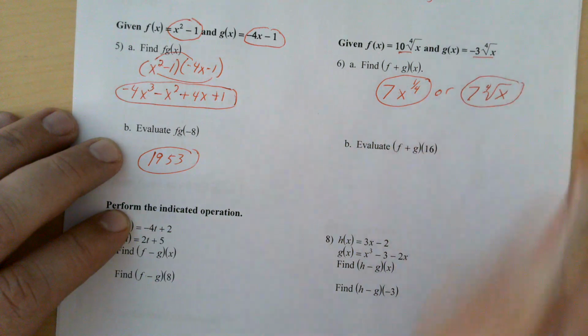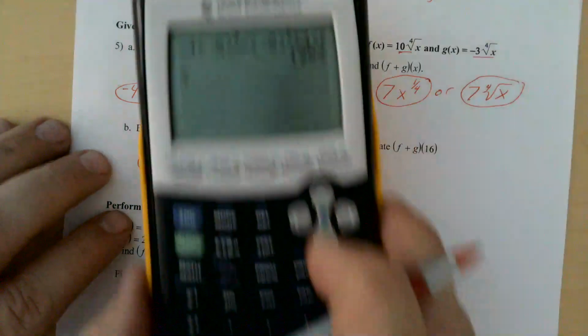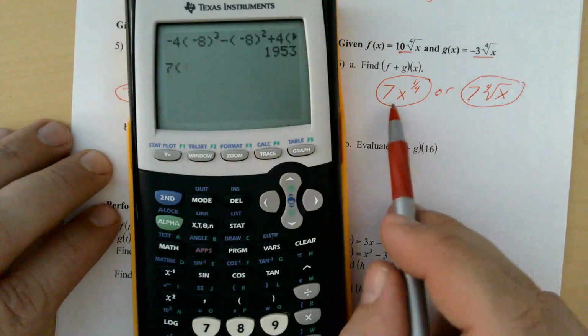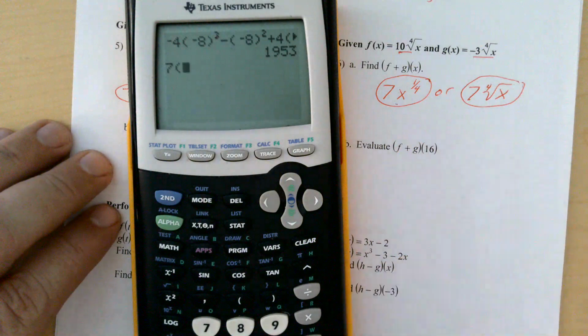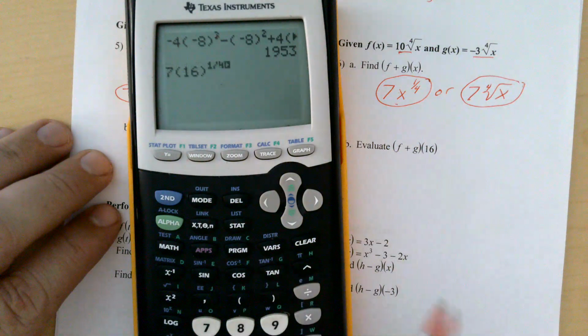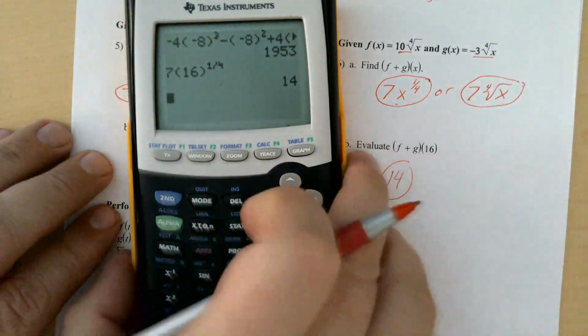Okay, but you have 7 of them. And if I have 7 of those, I'm simply going to replace. So it doesn't matter how you type this in. I'll use this. It's a little bit easier to do x to the 1/4, but my x is a 16, and I'm going to raise to the 1/4, and I get a 14, and I'm done.